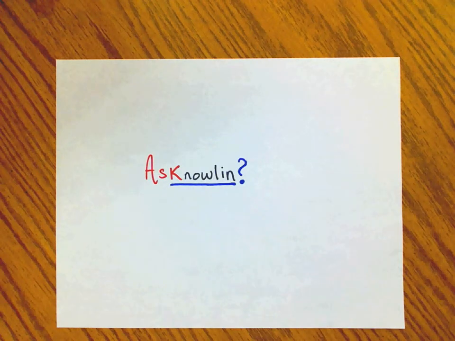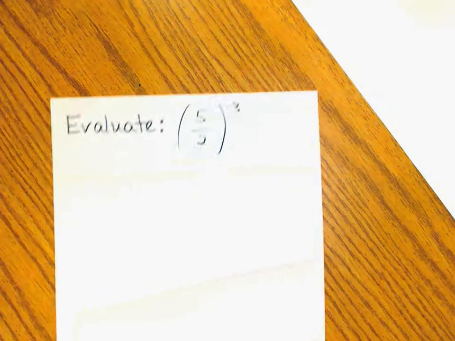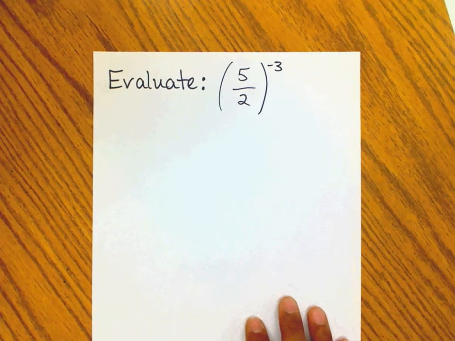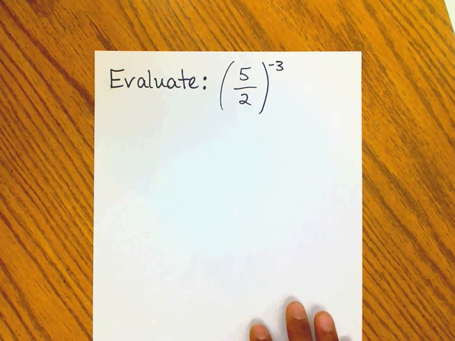All right, welcome back. Today, we're going to be talking about the law of exponents. So let's take a look at our first problem. Here we go. We have evaluate 5 over 2 to the negative third power.